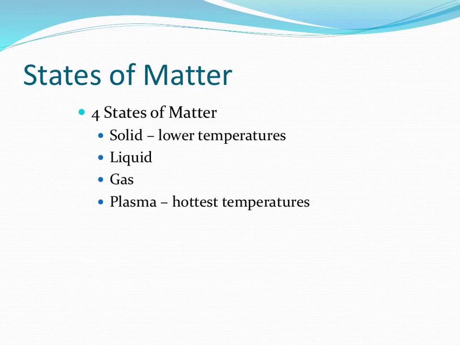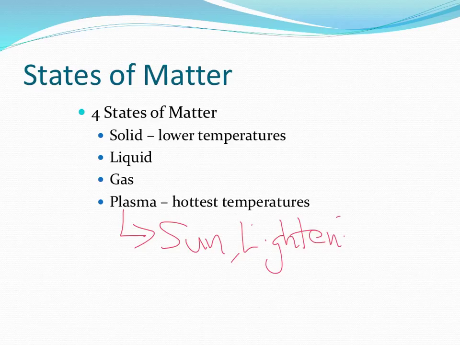There are four different states of matter that we're going to talk about. You've got solids, which tend to have lower temperatures, then liquid, gas, and then plasma, which is the hottest temperature. Just so you know, plasma is really hot. That's places like the sun, lightning, and things like that, where there's lots and lots of energy. We'll get into each of these states of matter and what kinetic theory has to tell us about them.